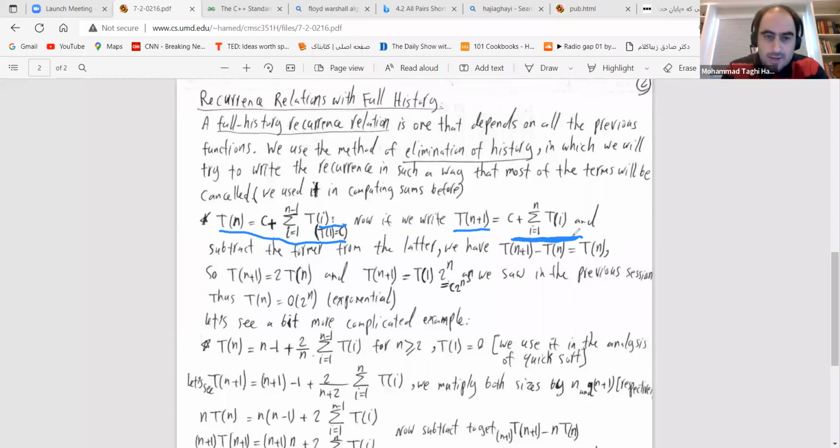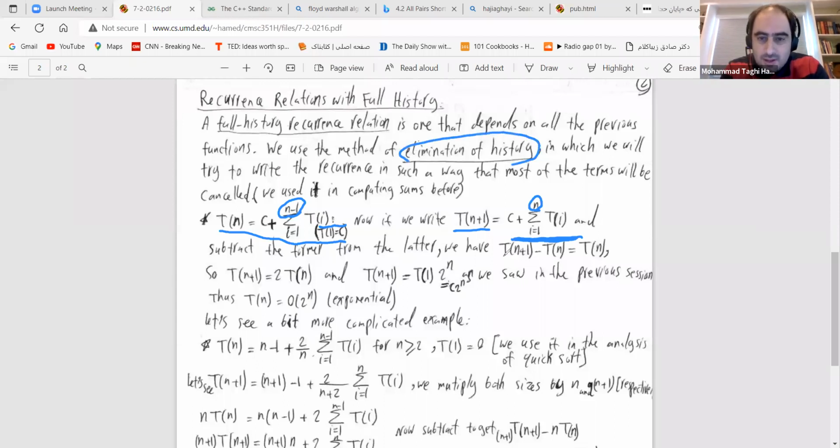Great. So here, the only difference between these is that this one goes from 1 to n minus 1, and the other one goes from 1 to n minus 1, while this is from 1 to n. Now, what can we do from this formula? This is the full history. It depends on all these things. This is what we call elimination of the history.